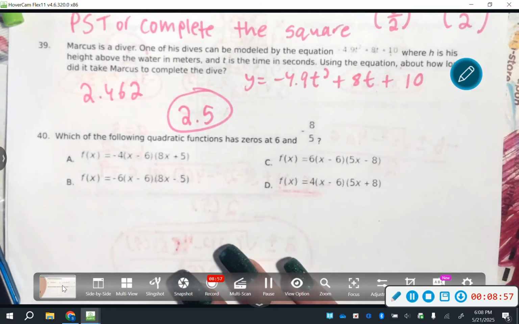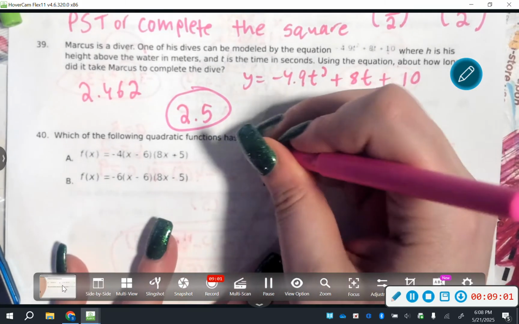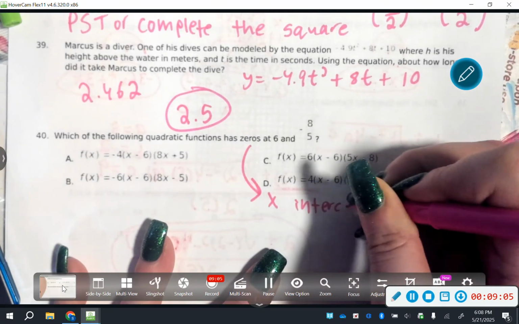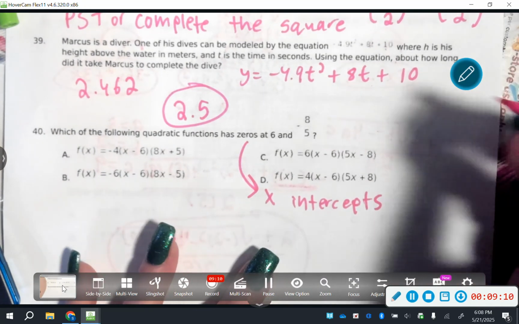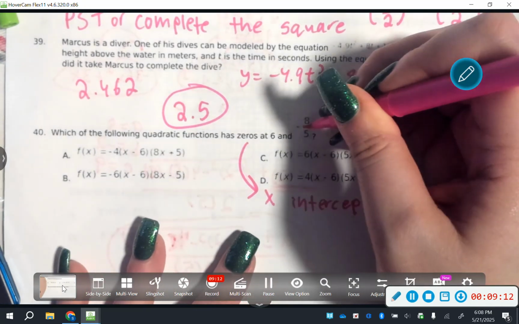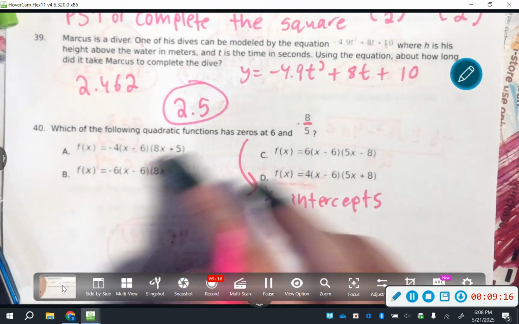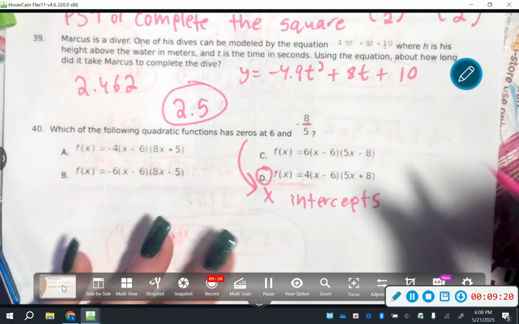Okay. Which of the following quadratic functions has zeros, which remember, once again, are your x-intercepts, at 6 and negative 8/5? Once again, this is another calculator question. You're just plugging it in, looking at your x-intercepts. I'm not going to spend time plugging it in. Our answer is D.